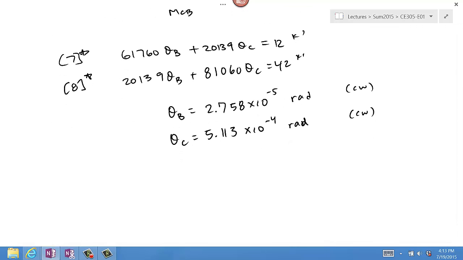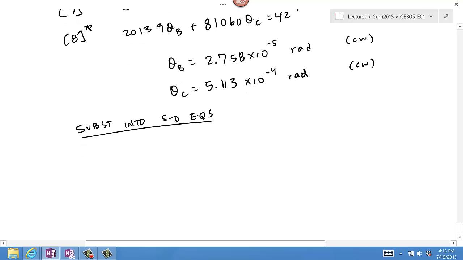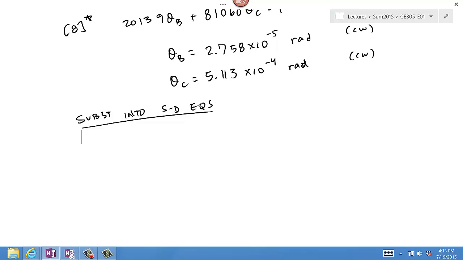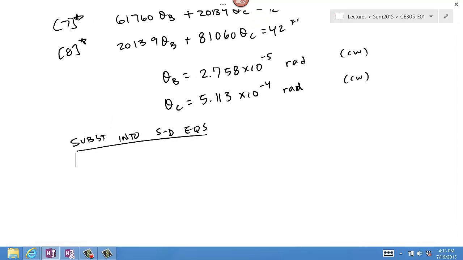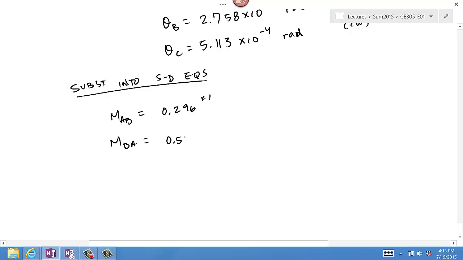The last step is to substitute these back into all of your slope deflection equations so that you can solve for all the member end moments. You want to again substitute the thetas as they came out in your calculation with the original sign that came out. No need to switch signs. So the summary is as follows. MAB will be 0.296 kip feet. MBA will be 0.592 kip feet. MBC will be negative 0.592 kip feet.